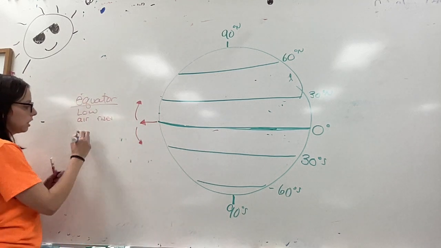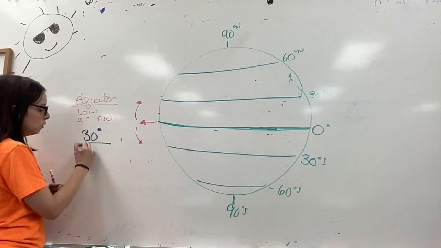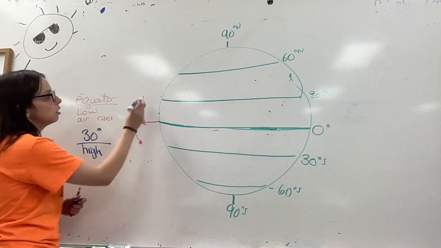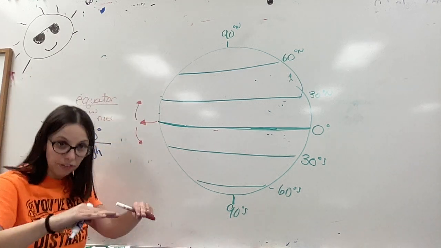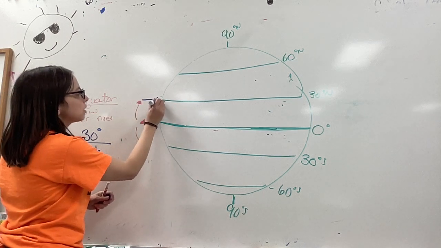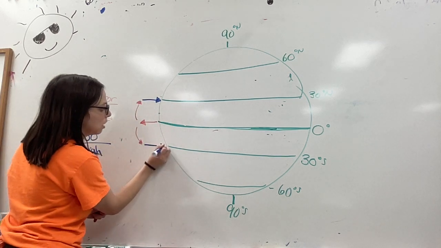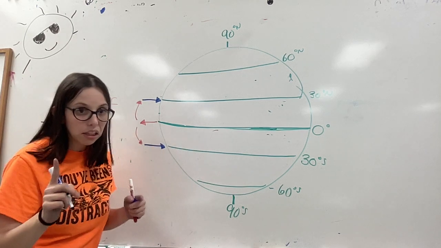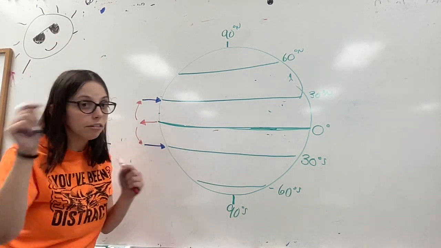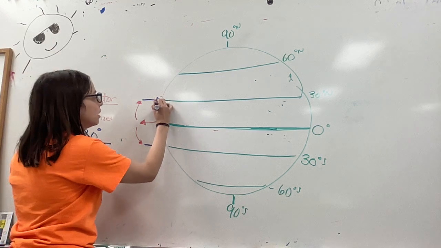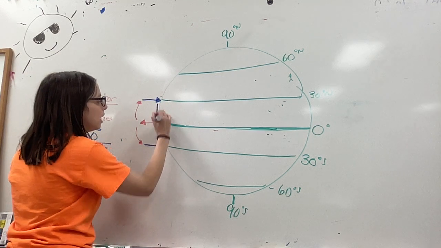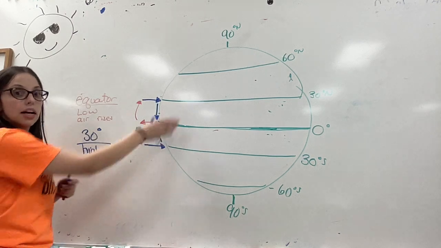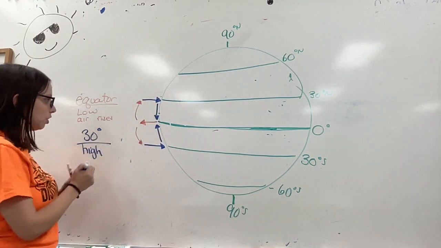And then something happens at 30 degrees. At 30 degrees, we have high pressure. So high pressure, remember highs are heavy. Air is going to sink. Air sinks back down to the surface. All right, but we remember wind. Wind wants to go from high to low. So that air is going to rush back towards the equator and create a convection cell here.